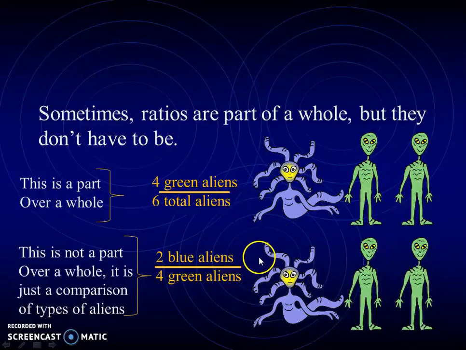But ratios can also simply be comparisons. 2 blue or purple aliens to 4 green aliens. We're not dealing with a part of a whole, we're dealing with a comparison. 2 of this, 4 of that. Again, it could be reduced to 1 blue alien to 2 green aliens. Just like a fraction.